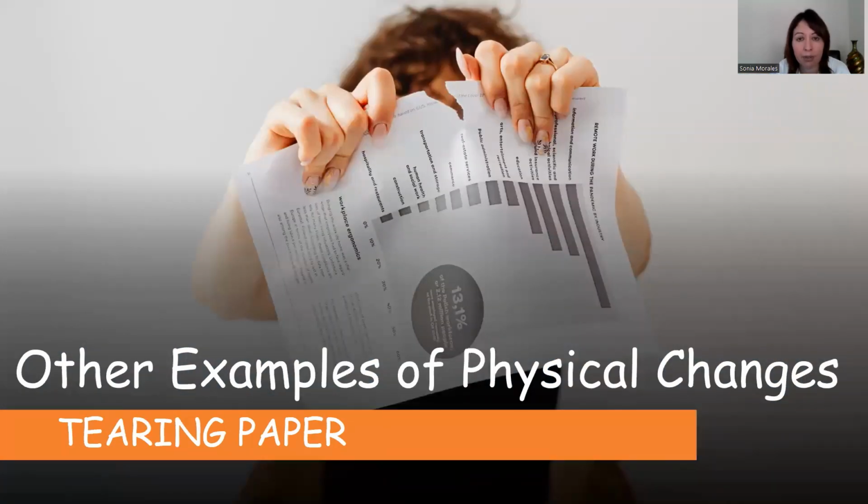And tearing paper. It's still paper after it's torn. So basically, you have to ask yourself all these questions: was there a change in composition? Was there a change in chemical properties? Or were new substances formed?